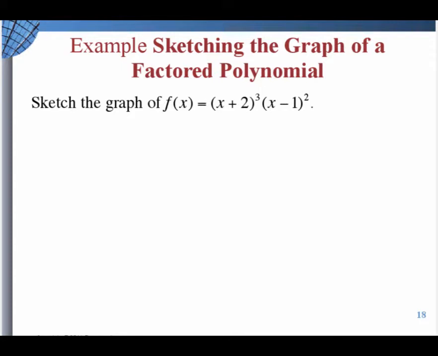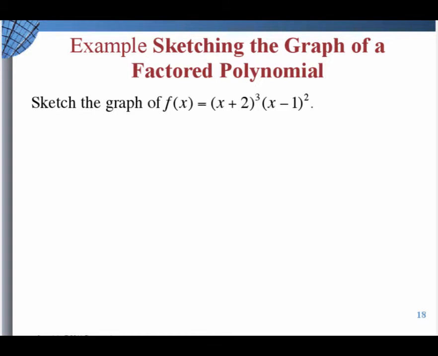So using that information, sketch the graph of f of x equals the quantity x plus 2 cubed times the quantity x minus 1 squared. Now, we can't really do this one by hand, but we should be able to discuss some of the characteristics of the graph. So you can use your technology to graph this if you'd like, but if I ask you to discuss the behavior of the function around its zeros, this function has two zeros, -2 and 1.